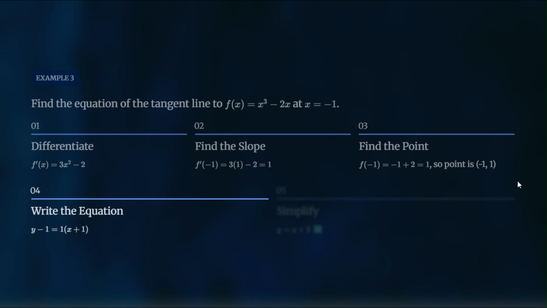We can now find the equation of the tangent line to the curve at the point x equals negative 1. And using point-slope form, that will be y minus 1 equals 1 times (x plus 1). And simplifying this, the equation is y equals x plus 2. That will be the equation of the tangent line to the curve f of x equals x cubed minus 2x at the point x equals negative 1.